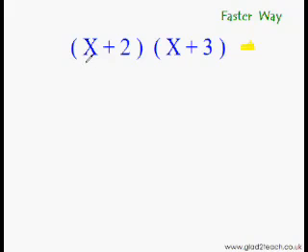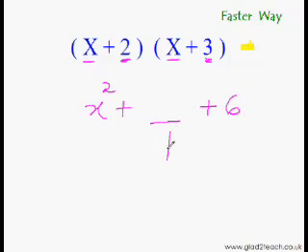See, multiply the first term with the first term to get the first term of your answer. x times x is x square. Okay, now leave a blank space. Now multiply the last term with the last term to get the last term of your answer. 3 times 2 is 6. Now how do you get the middle term?